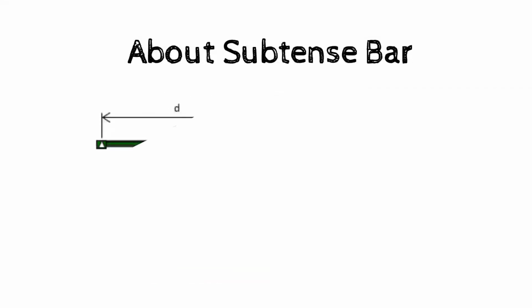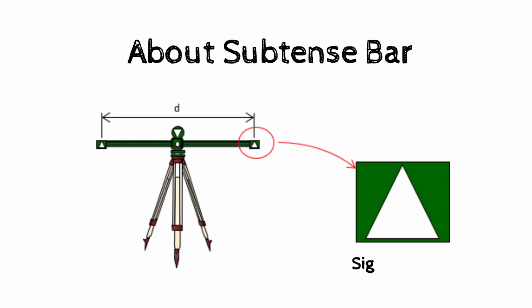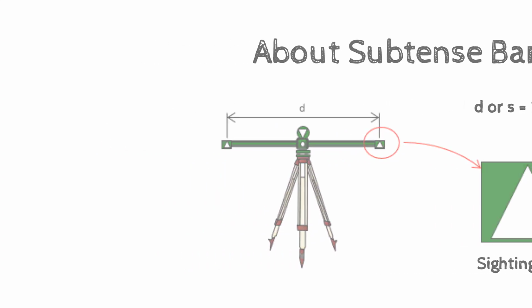Let us understand about Subtense Bar. It is a physical bar having sighting targets at both ends with fixed distance of 2 meter or 3 meter.